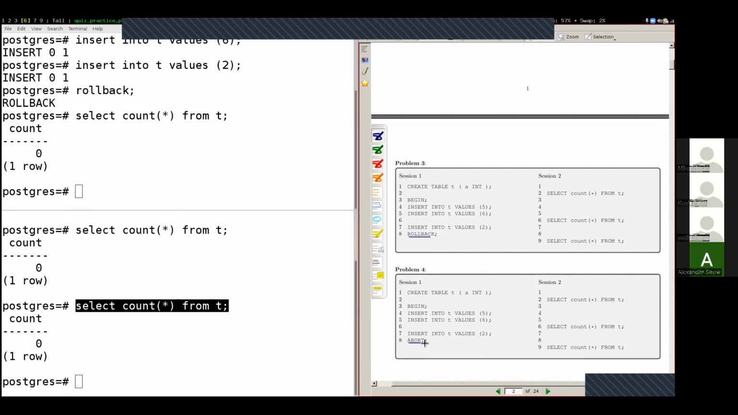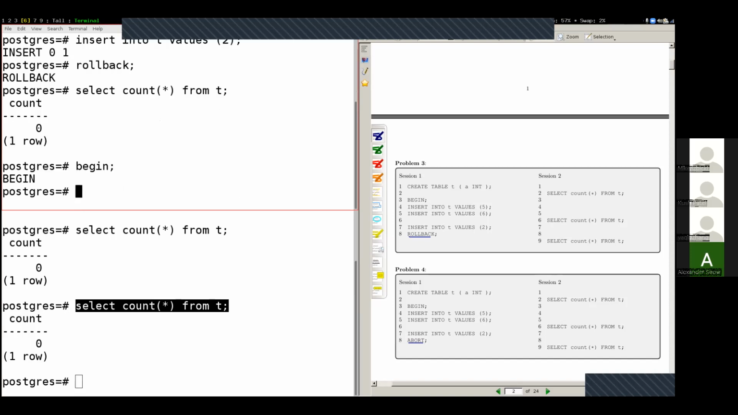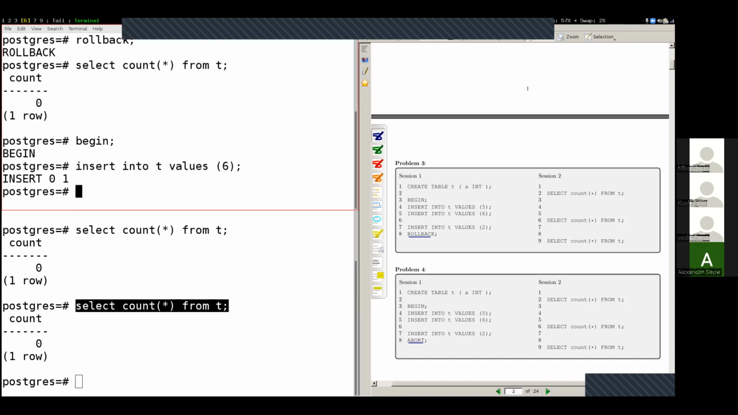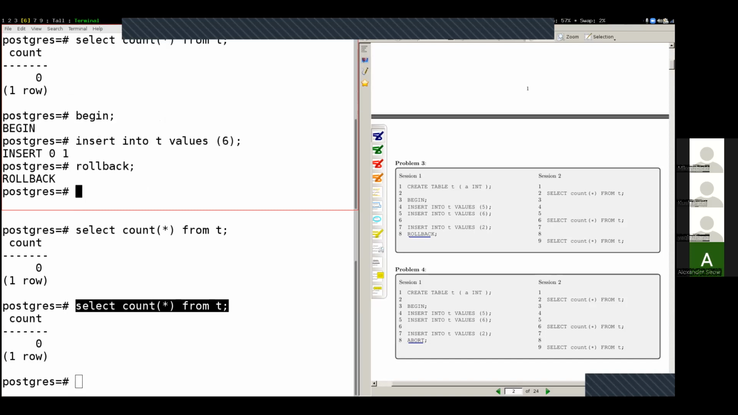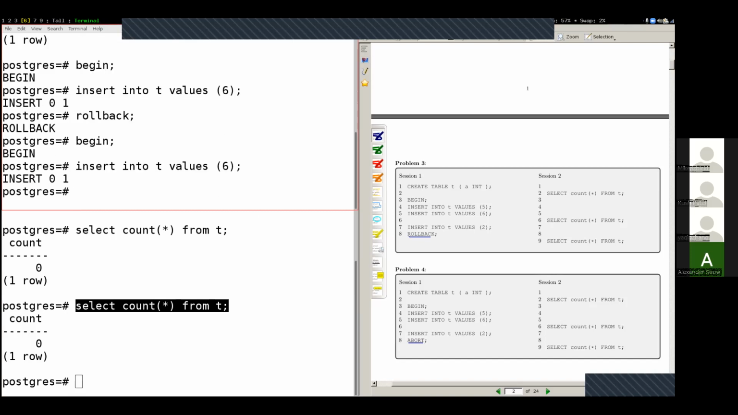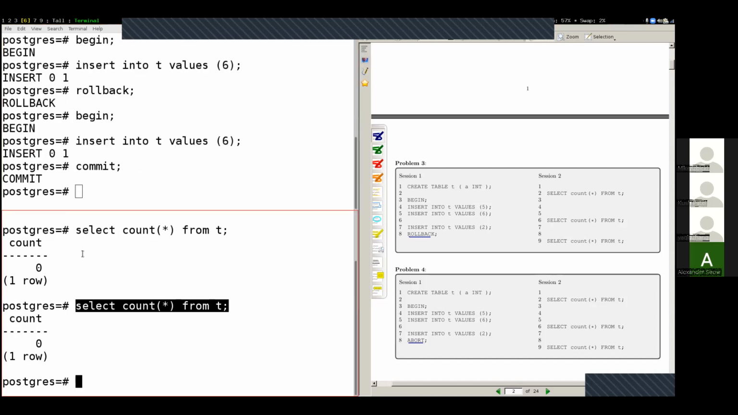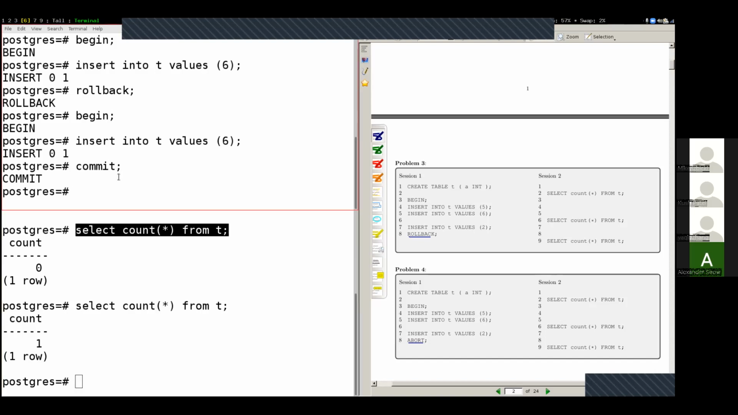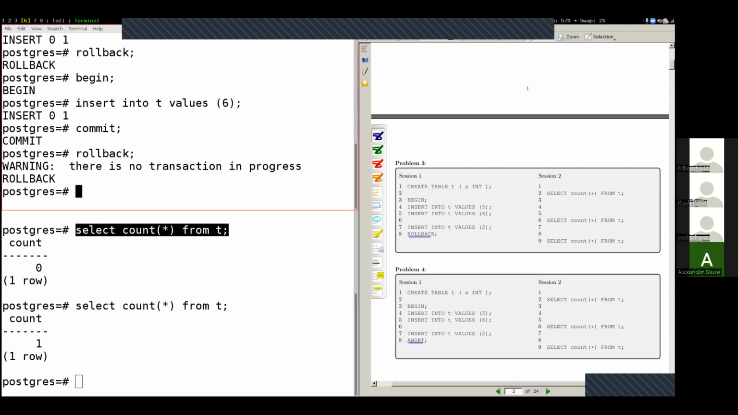Any questions? Yes. Question is, what happens if you commit before you roll back? The answer is that, so let's just see what happens. Let's begin. Let's insert a single value. Let's do a rollback. Oops, sorry, your question was commit before rollback. So begin, insert, and then commit here. That saves everything like this. And now if I do rollback like this, we get an error saying there's no transaction in progress.